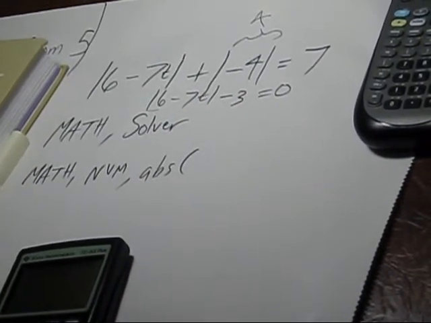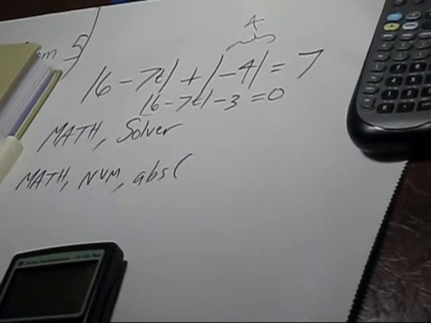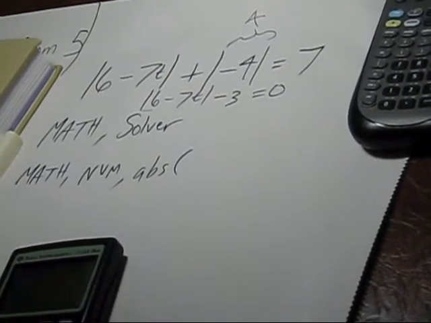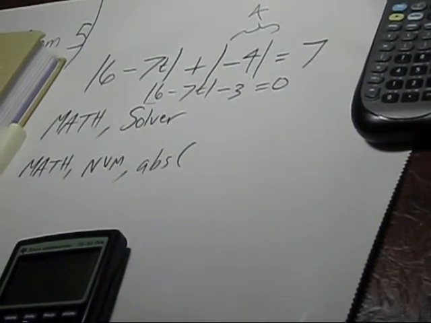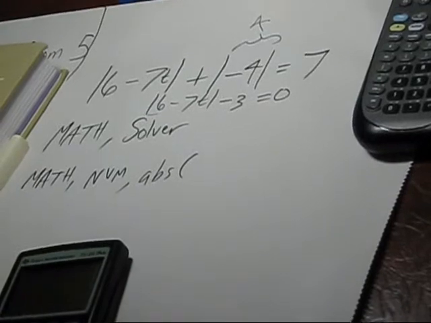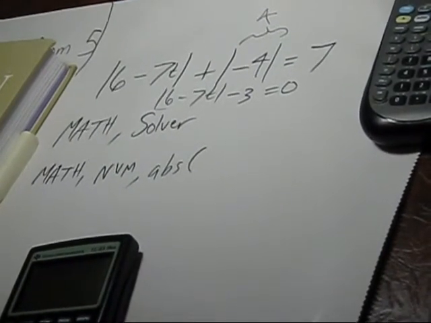Okay, so then go 6 minus, has a t but might as well use an x, so 7x. Then we put a right parenthesis to show that we're ending the absolute value. And then minus 3. Enter.